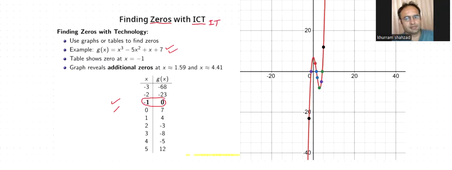Here we have drawn a graph for this function. So from the graph, you can see that this graph is touching the x-axis at 3 points. This one is purple, the second one is blue, and the third one is green. So these are actually the 3 zeros of this polynomial.